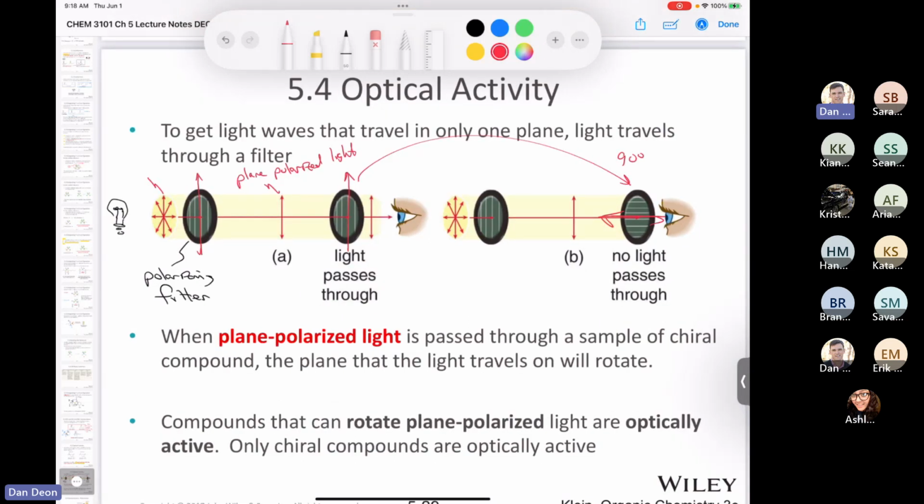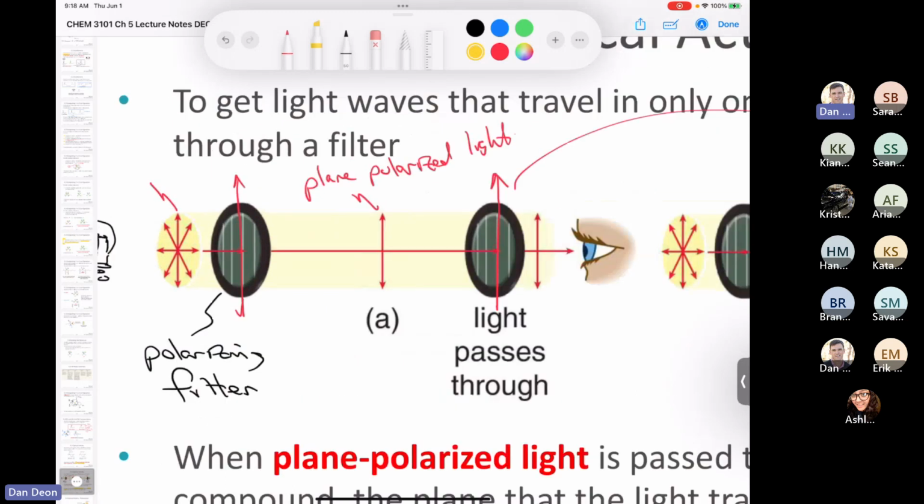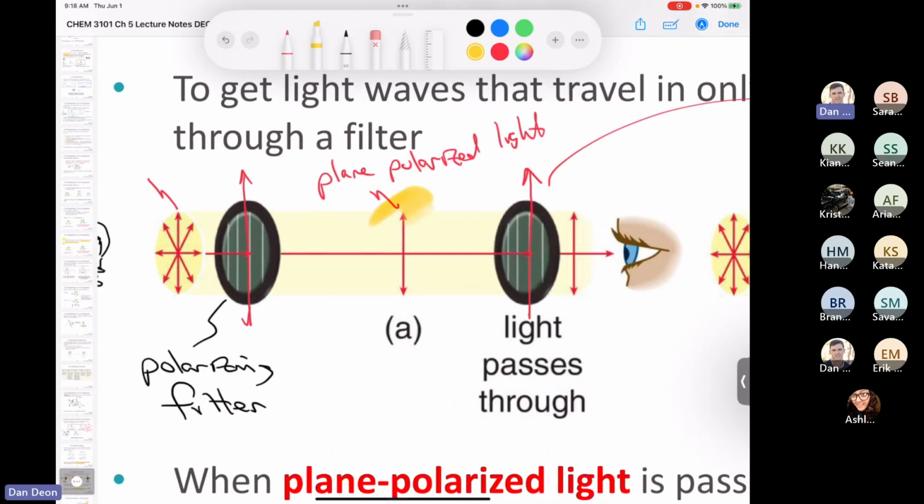If you're wondering what this has to do with a molecule, what it's got to do with a chiral molecule is this. Compounds can actually take plane polarized light and rotate it. When they do, we say the compound is optically active. If you shine this plane polarized light through a chiral compound, the chiral compound can rotate the plane polarized light clockwise or counterclockwise, depending on the compound.